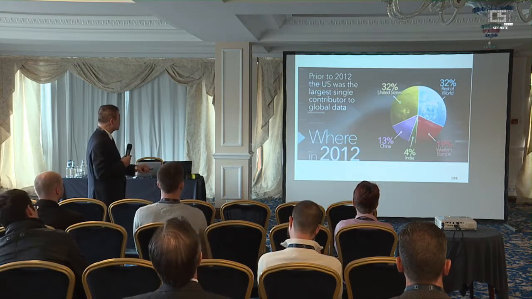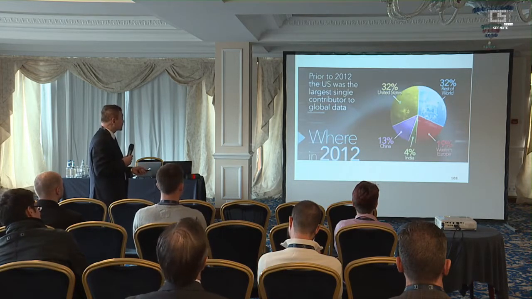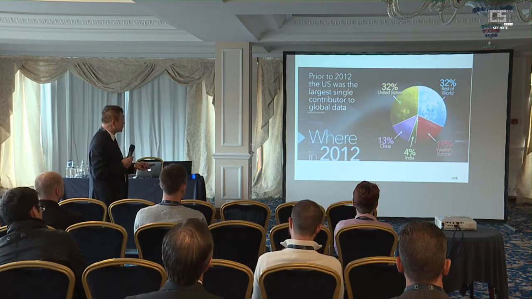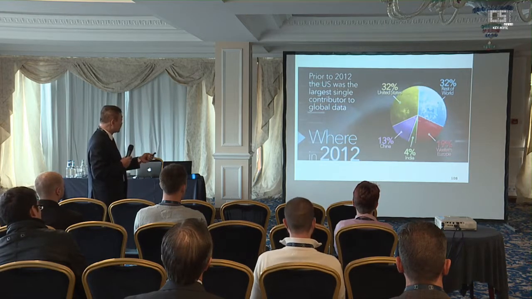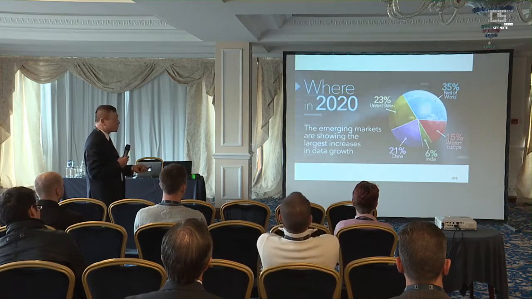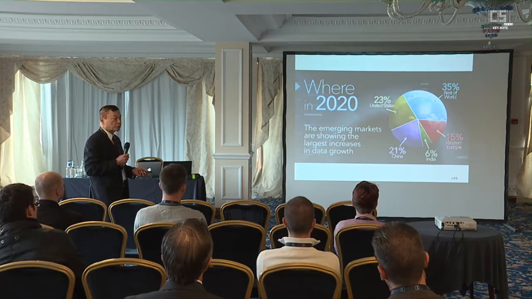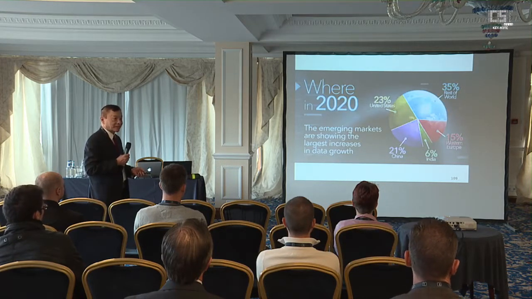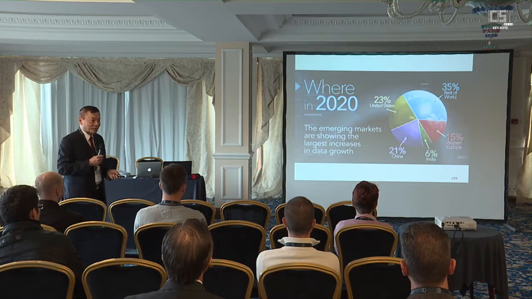Now, as of 2012, the United States has about 32% of the whole universe database, and China has about 13%. The rest of the world is 32%, and so forth. But when we reach 2020, the United States will have only 23%, and China will be 21%. It's getting closer and closer by 2020.